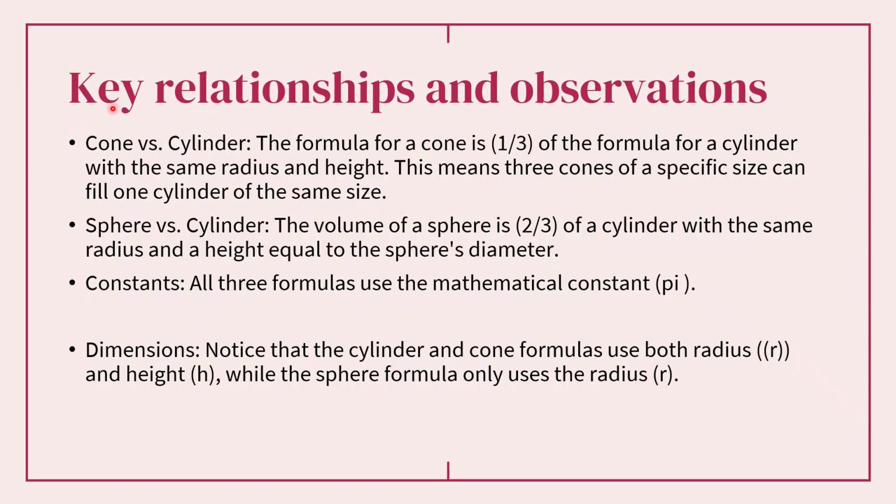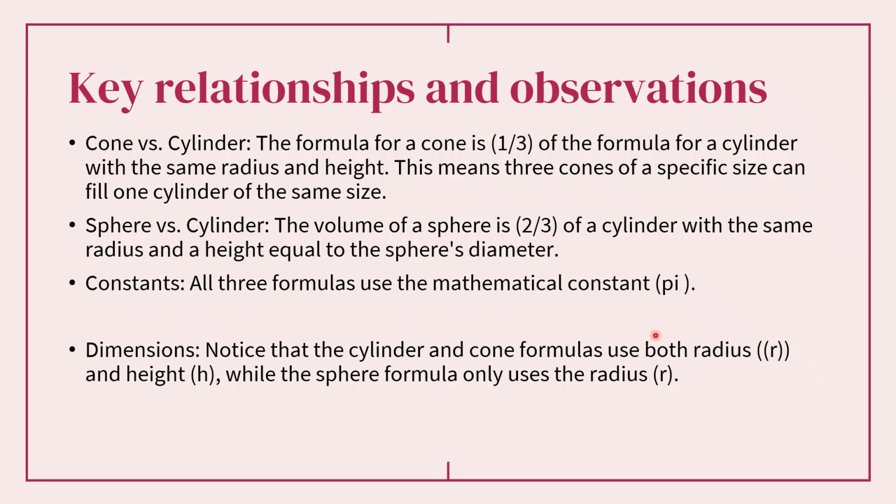All right, so let's identify the key relationships and their observations. For cone versus cylinder, the formula for a cone is 1/3 of the formula for a cylinder with the same radius and height. So this means three cones of a specific size can fill one cylinder of the same size. For sphere versus cylinder, the volume of the sphere is 2/3 of the cylinder with the same radius and height equal to the sphere's diameter.